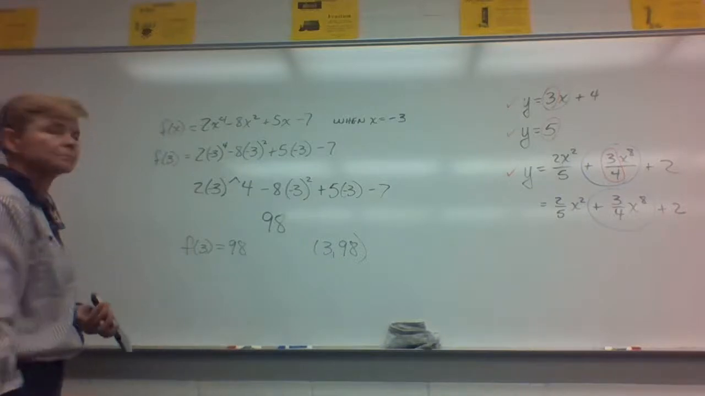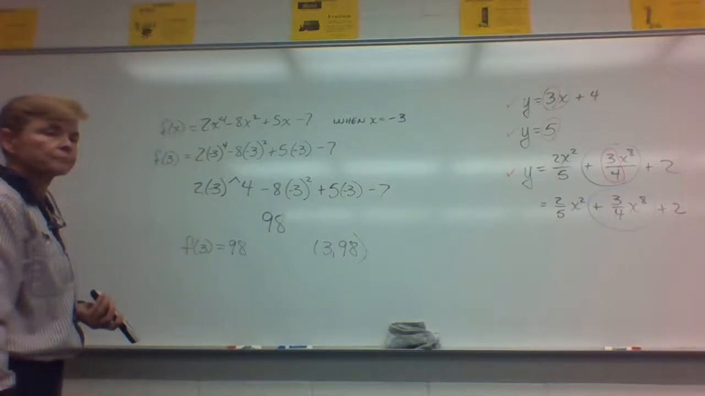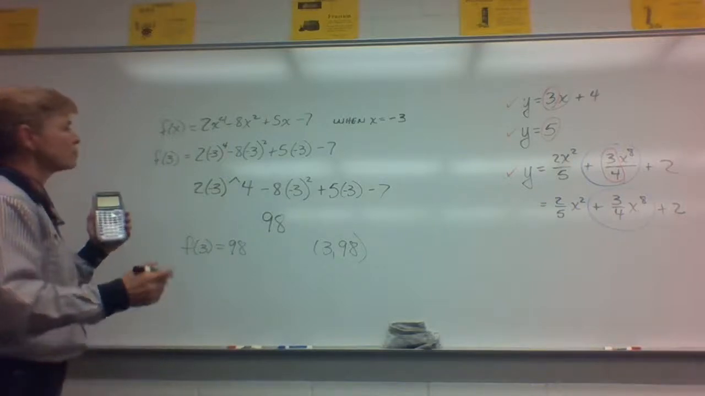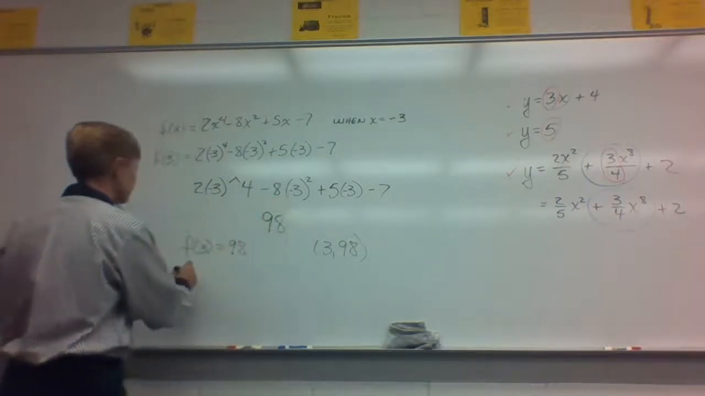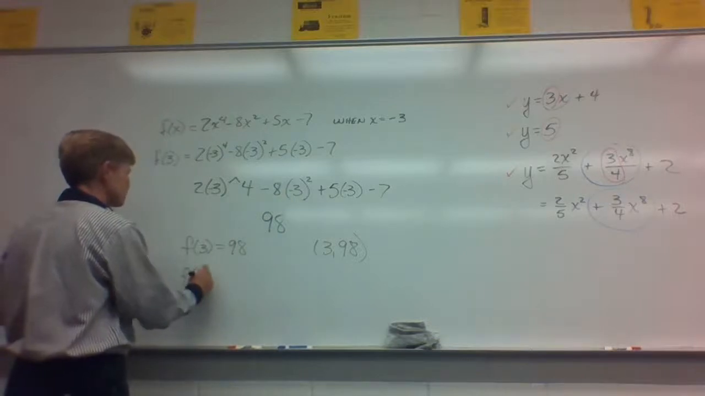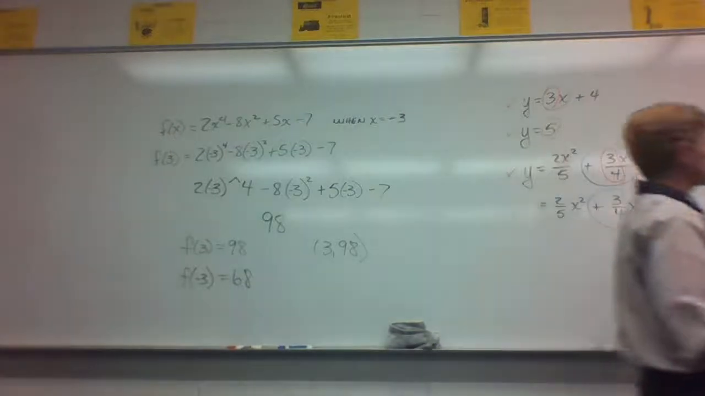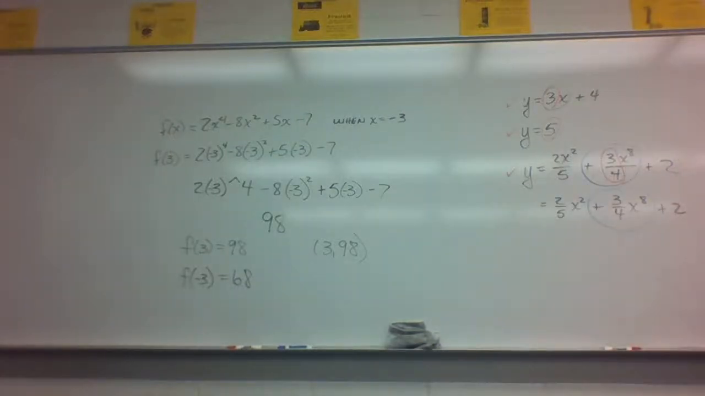What do we get for that one? 68. Okay, so what we've discovered here is that f of negative 3 equals 68. What that means is on the graph of this polynomial, if you went back 3, you'd have to go up to 68 to get it. Whereas at positive 3, you'd have to go up to 98, so it's not symmetric. You following? Okay, moving on.